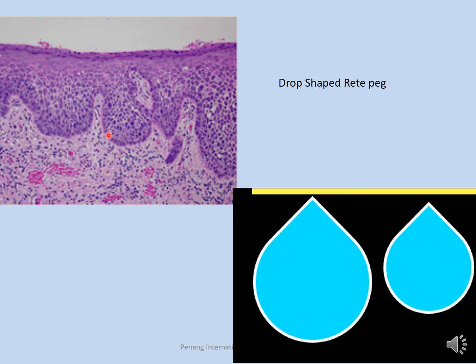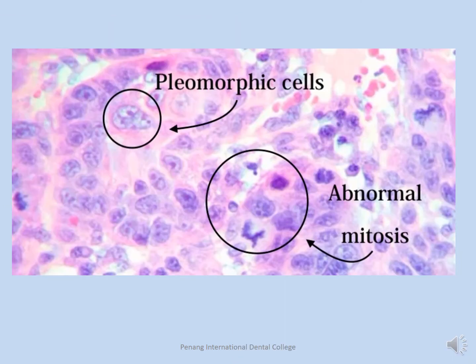Well, if you notice, the shape of the rete ridges has now transformed to look like a drop, like a water droplet. Again, this is taking place because of the rapid proliferation. Now, if we look carefully, the other features are pleomorphic cells. The term pleomorphism: pleo means many, morph means morphological appearance. If you look at these cells here, different cells have different sizes and shapes, which is described as pleomorphism and is a feature of dysplasia.